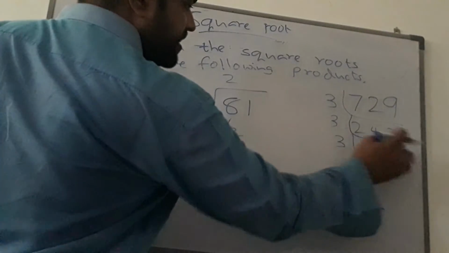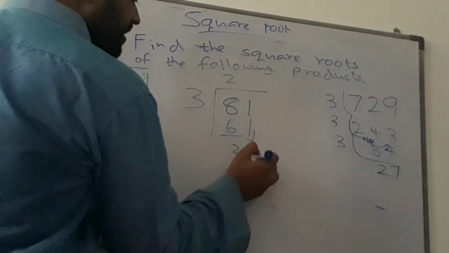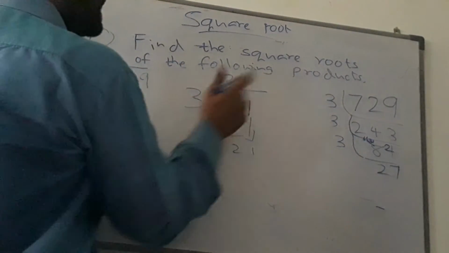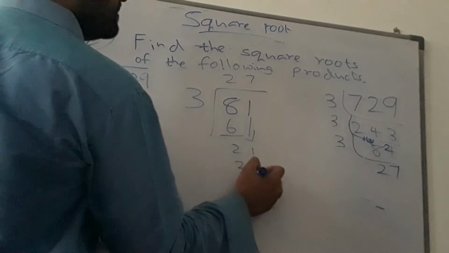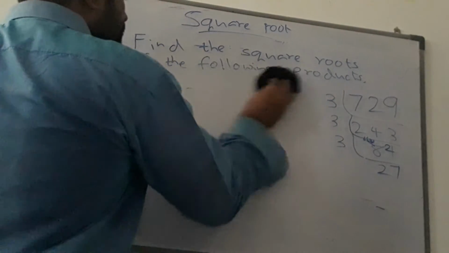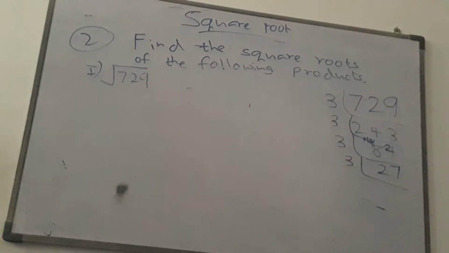Again 81 divided by 3. 3 times 2 is 6. So the gap between 8 and 6 is 2. I wrote 2 in front of 1. Then take 1 down. 21 comes. Here also 21, here also 21. How many 3s? 7. We get 27. That is what we call short division. Okay, no need of trying short division again. Straight away by 3. 3 times what is 27? 9 times 3 is 27.